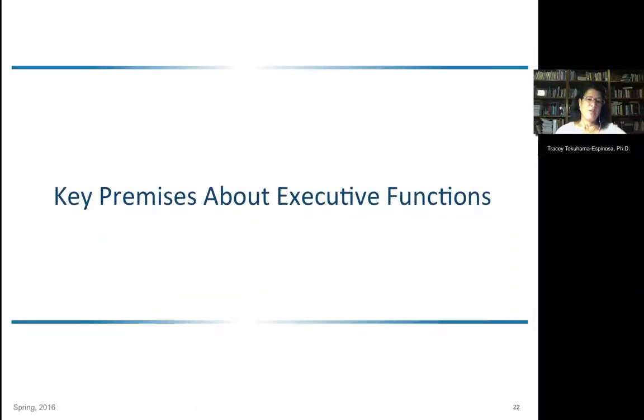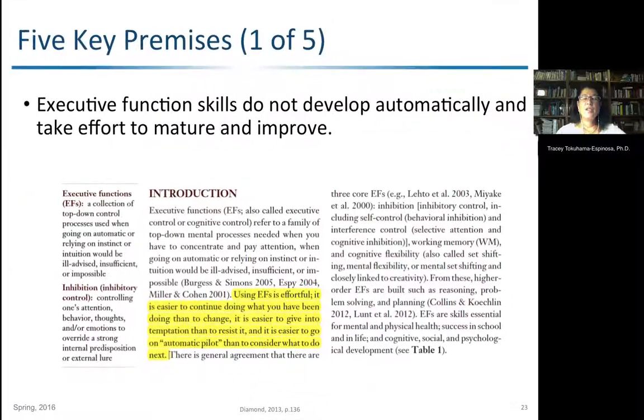So we have 5 key premises about executive functions, and these are the big ideas that I hope that you can take away from this particular class. Executive function skills do not develop automatically. They take effort to mature and improve. Now this might sound counterintuitive because we've talked a lot about the way that the brain cannot help but learn. That is true, but higher order thinking, things like executive functions, do not develop all by themselves. Remember, we talked about this with metacognition. These things need to be coached, developed, and trained for them to thrive.